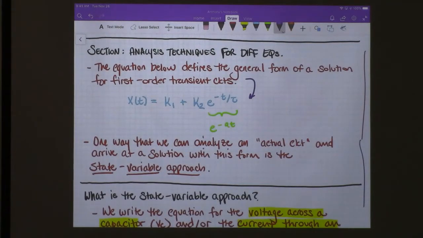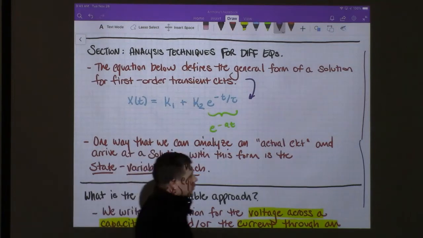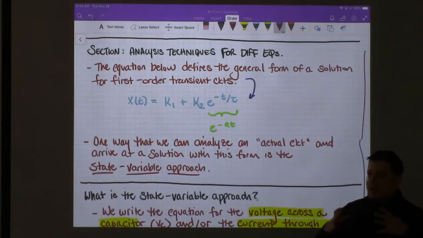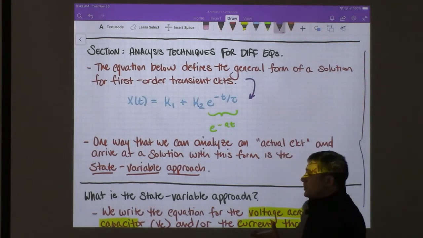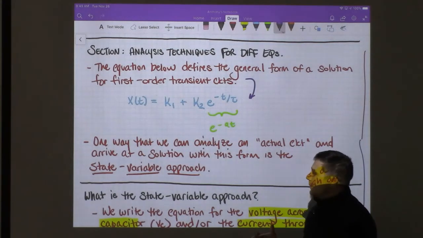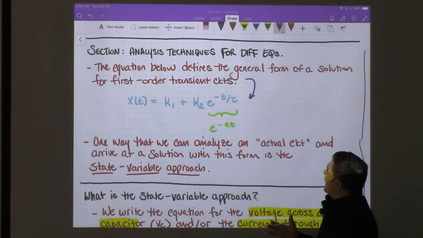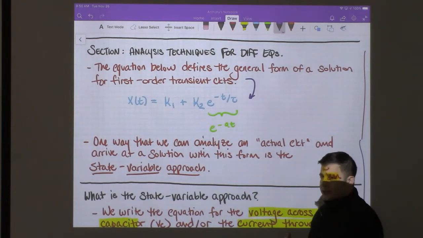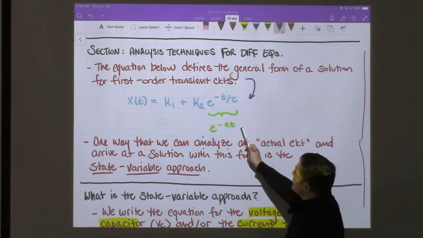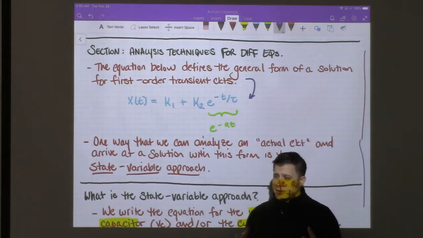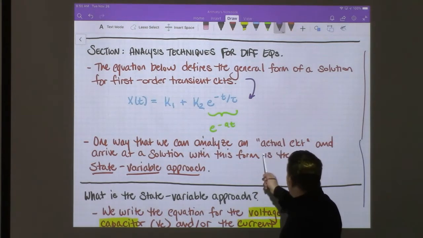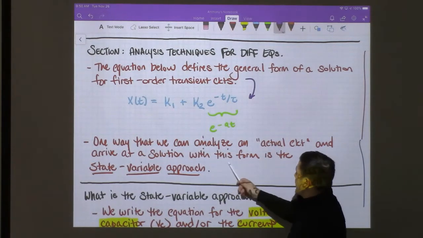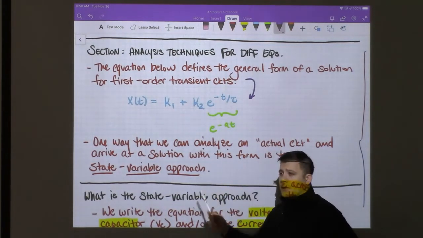So the next section is going to dive into the electrical circuits end of this problem. So far we've just been talking about math, okay? How do we relate this back to first order transient circuits, R's and L's and C's? So we're still going to use this form, and that's the reason why the previous section was important, because we needed to talk about how to solve the math. But now we're going to analyze an actual circuit and arrive at a solution in this form, and we're going to use something called the state variable approach.